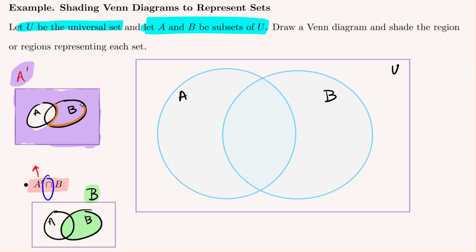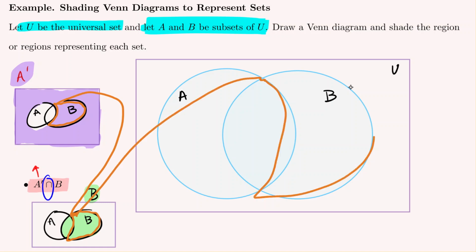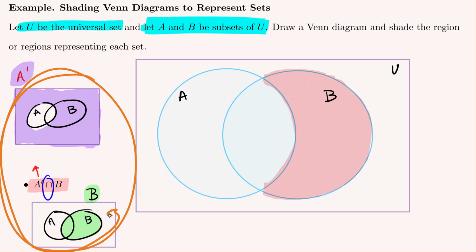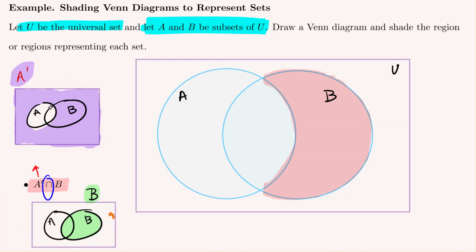However, this portion of B is shaded in A complement, and it's also shaded in B, so since it's shaded in both, I should shade it in the overall intersection. And then just visually check: are there any other sections that are shaded in both diagrams that should be shaded in the overall? Remember, there's basically 1, 2, 3, 4 sections to look at. And the only section that is shaded in both is this, which we've already shaded here. So this is in purple or pink, our A complement intersect B.